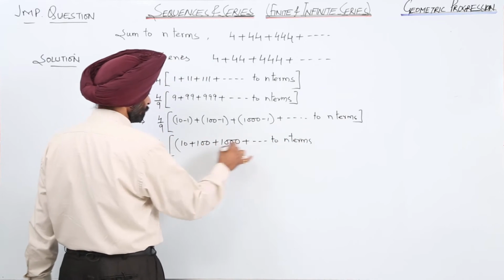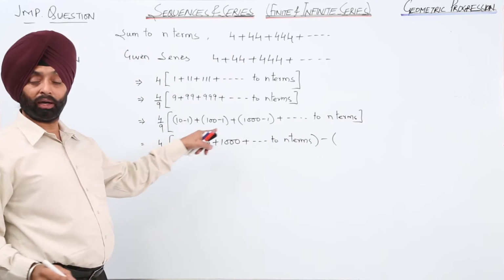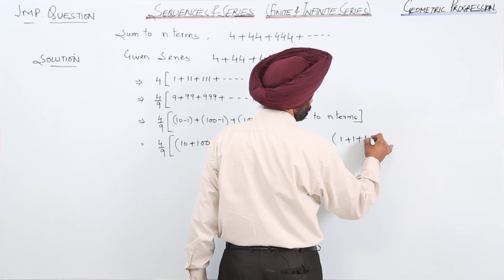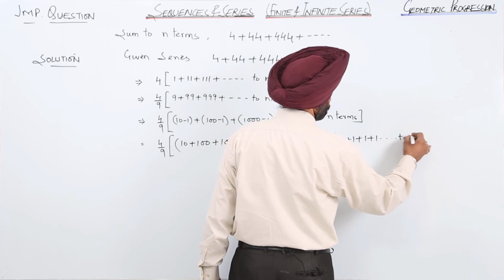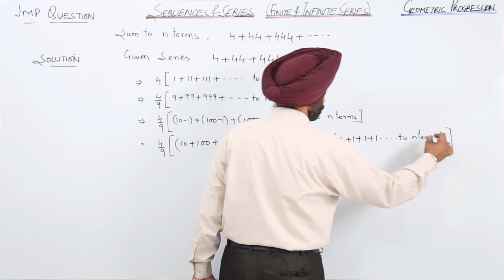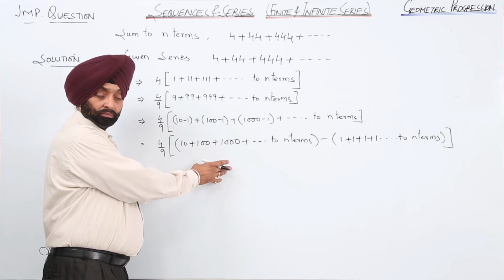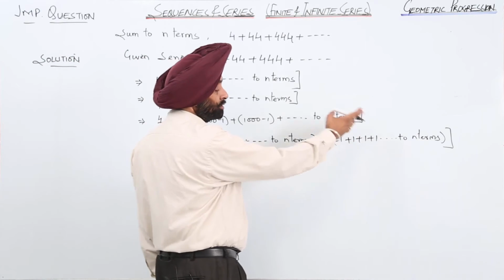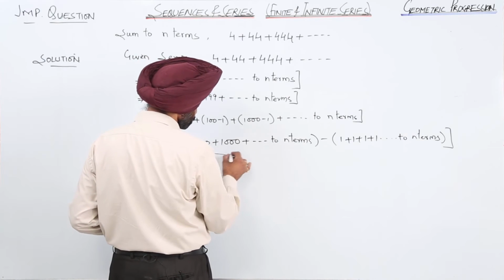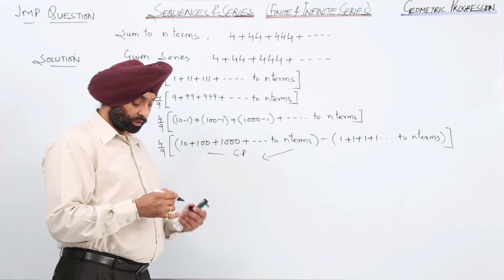One thing, negative of, now subtracting 1, 1, 1 from each term, to n terms. Okay. Now you will see this becomes a GP and this becomes an AP. Okay. So this becomes a GP. Is it clear?